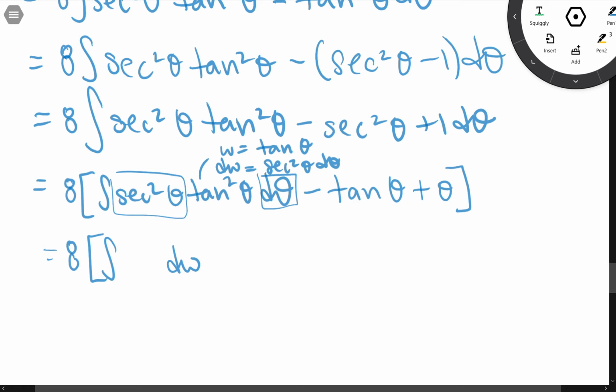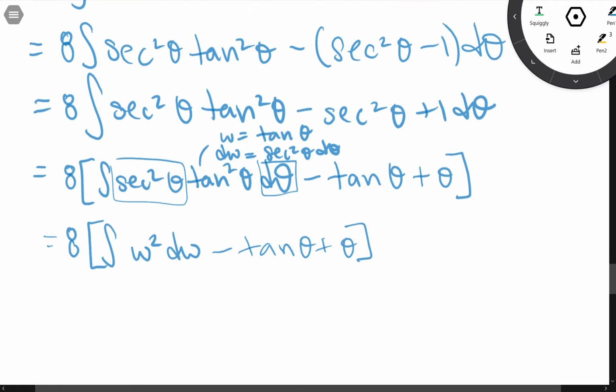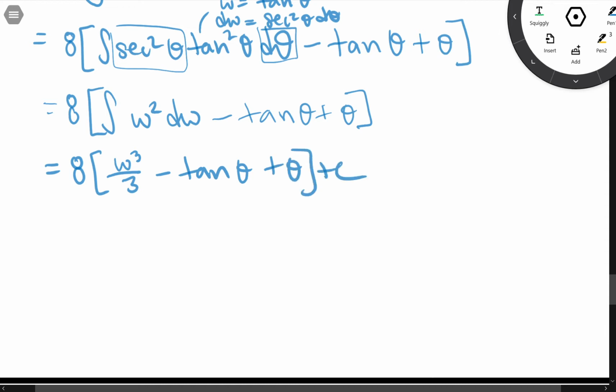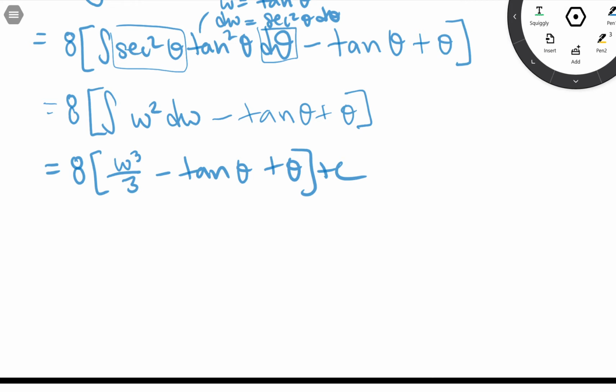And then the tangent squared theta is just a w squared. And then we still have that minus tangent theta plus theta. Okay, and then one more step I'll throw in the plus c after I'm all done integrating. Alright, so the integral of w squared with respect to w is going to be w cubed over 3. Okay, now I'm going to slap on the plus c. And then let's see if we can work our way backwards out of all of that.